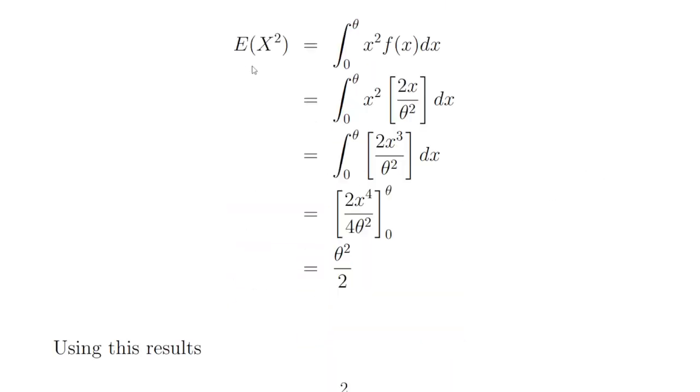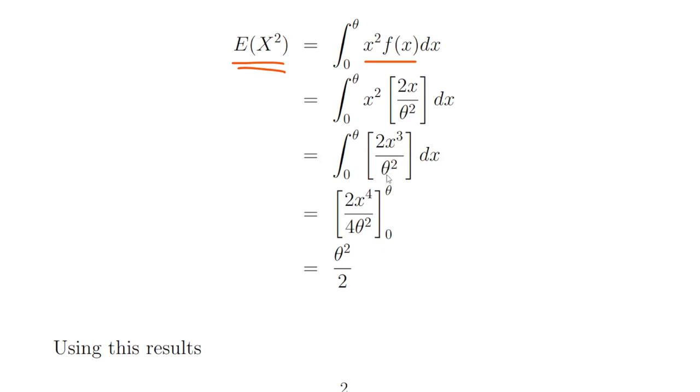Now we have to get the variance of x, and to get the variance of x, first off we must get the expected value of x squared. Same process. The key part here is x squared times the probability density function, and we get the integral of that from 0 to theta with respect to dx. It's a straightforward enough integration, really. So x squared times 2x divided by theta squared gives us 2x cubed divided by theta squared dx. Get the integral of that.